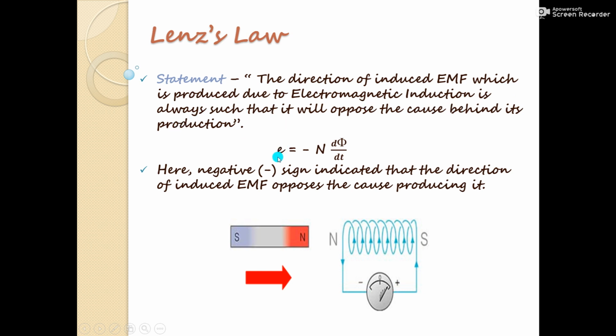So we can write the EMF induced in the coil or conductor as E = -N dφ/dt. Here the negative sign indicates that the direction of induced EMF tries to oppose the cause by which it is produced.